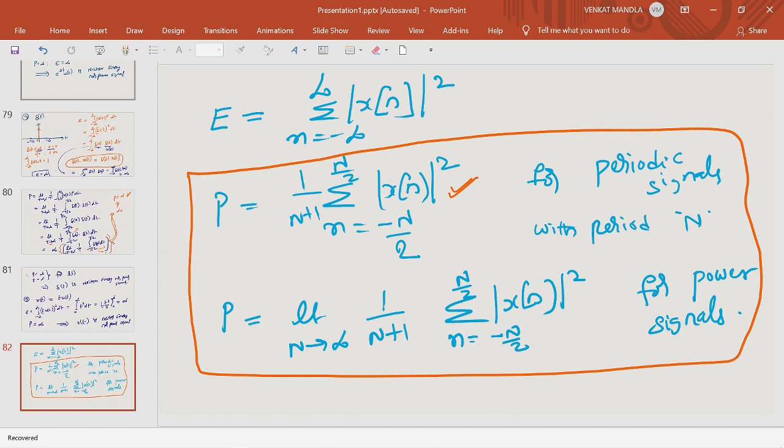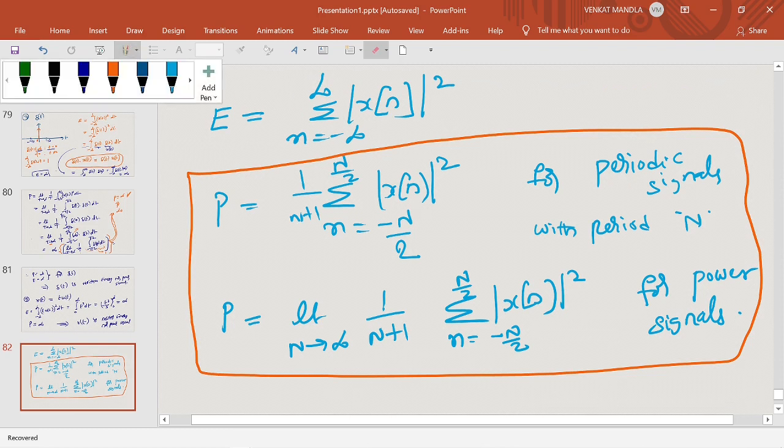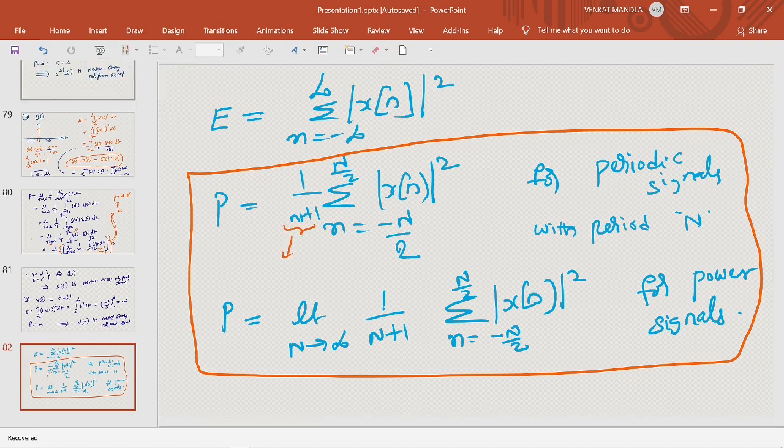So n equal to minus N by 2 to plus N by 2, we have capital N plus 1 values, right? Here P equal to 1 by N plus 1 sigma n equal to minus N by 2 to plus N by 2, magnitude x of n whole square. So why N plus 1? Because the number of samples between n equal to minus N by 2 to plus N by 2 is N plus 1. The extra one is because of the sample at n equal to 0. So the total number of samples between minus N by 2 to plus N by 2 is N plus 1.